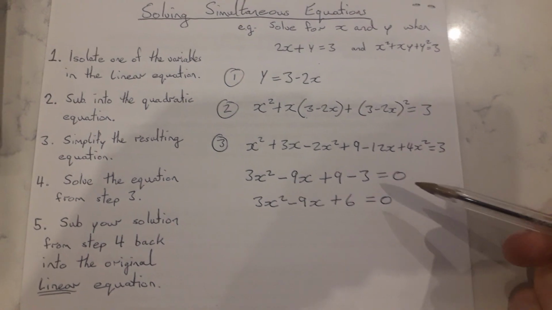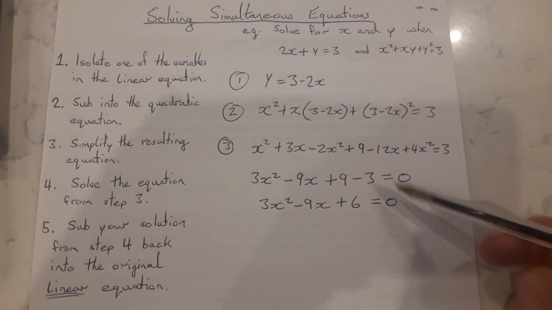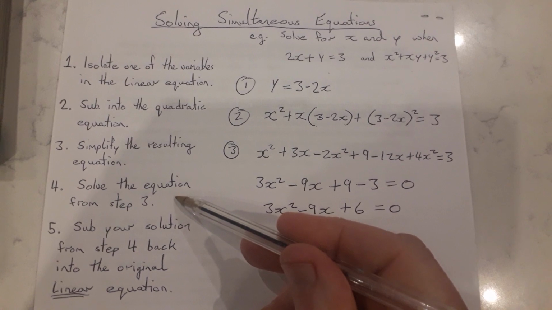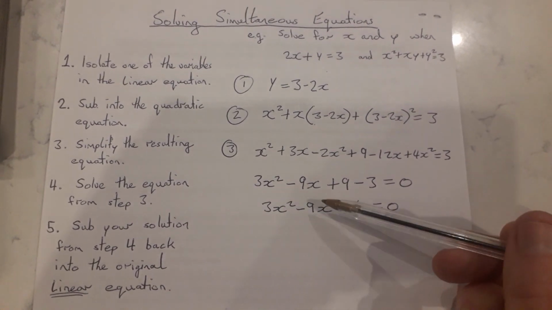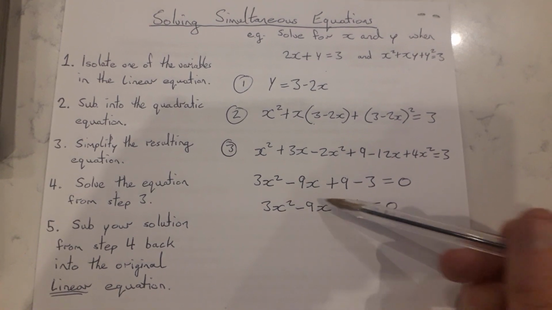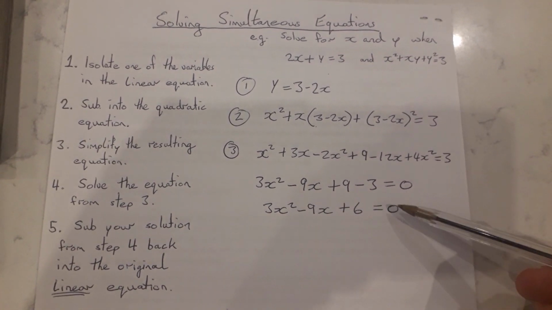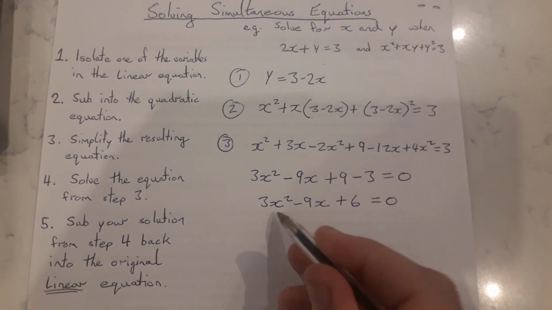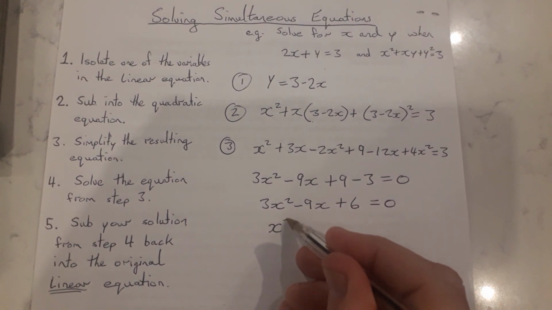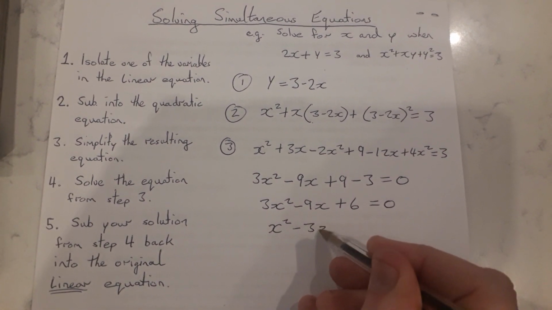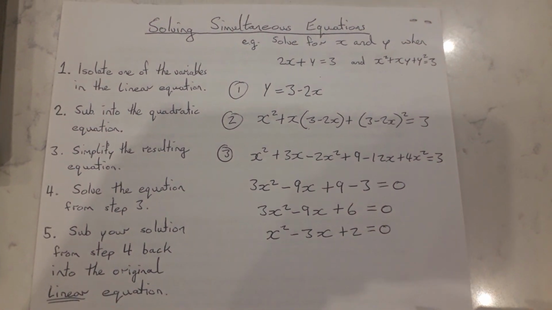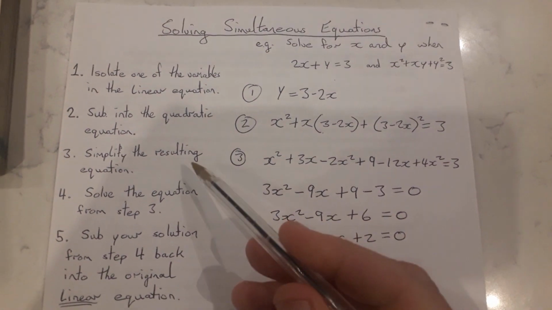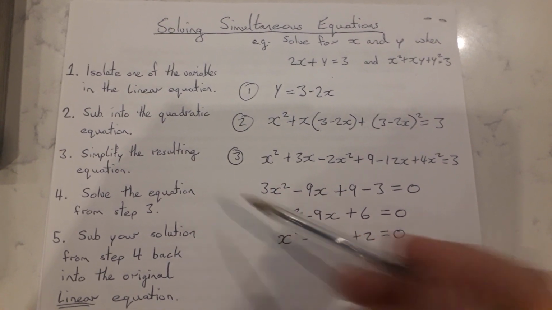So if you like, at this point, you can go on to step 4, where it says solve the equation from step 3. Or if you notice that all of these items have a common factor, they can all be divided by 3, you can simplify further and divide across by 3, giving you x squared minus 3x plus 2 equal to 0. So that's step 3 absolutely finished. Step 4 is to solve that equation.